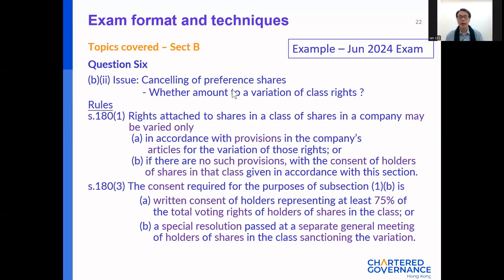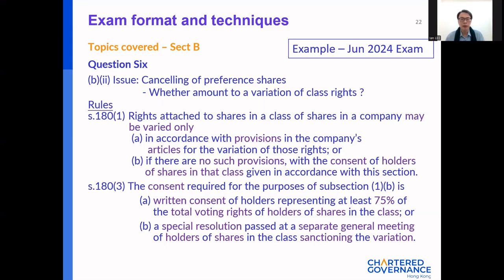Okay, we can now look at the second sub-issue for Part B. By cancelling the preference shares, would that amount to a variation of class rights? This is an important question because if the answer is yes, the holder of all of the preference shares may cause some problem for the company. So that's why we need to analyze and discuss this particular sub-issue.